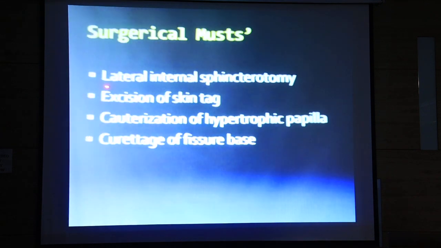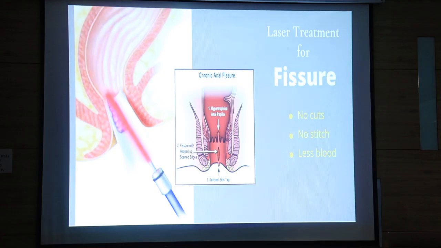So surgical must be lateral internal sphincterotomy, excision of the sentinel skin tag, cauterization of hypertrophic papilla, and curettage of the fissure base. So laser treatment for fissure: no cuts, no stitch, less blood. So there are two types. One is you enter blindly in the intersphincteric groove, and then you enter laterally, and then medially you go and cut the fibers. This is one technique.